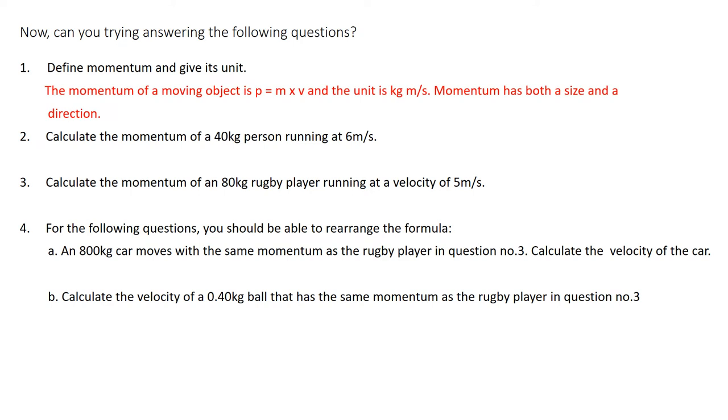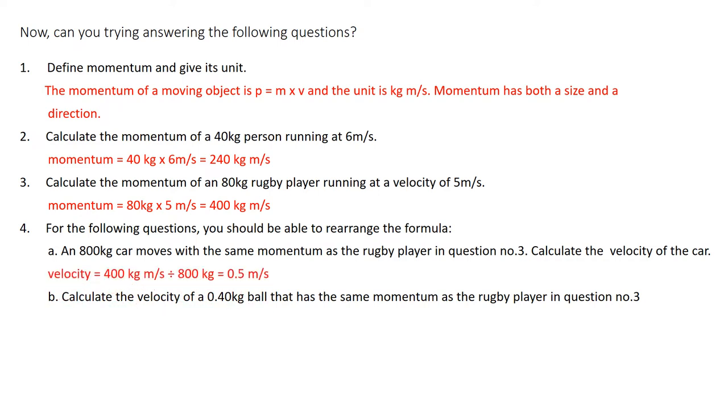Calculate the momentum and give its unit. Ta-da! You can all read, you're great people. Momentum equals 40 times 60 equals 2400 kilograms meters per second. Momentum equals 80 times 5, which is 400 kilograms meters per second. Meters per second, sorry. I keep saying meters per squared.